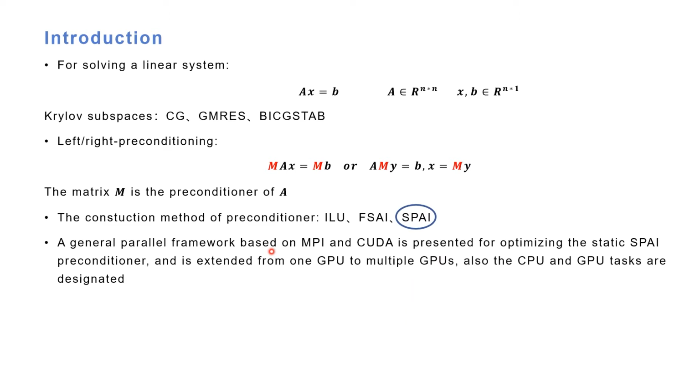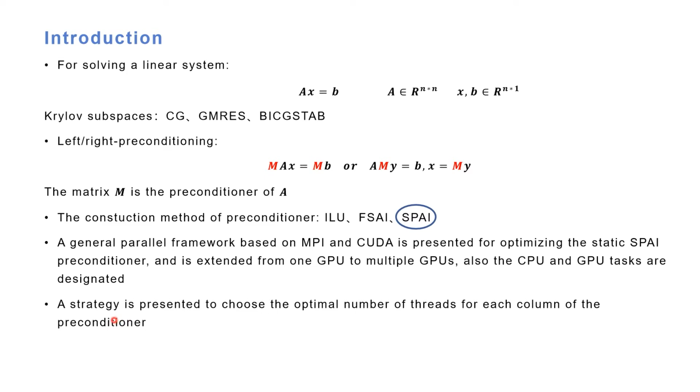The main contributions in this paper are summarized as follows. First, a general parallel framework based on MPI and CUDA is presented for optimizing the static SPAI preconditioner, and is extended from one GPU to multiple GPUs. Only the CPU and GPU tasks are designated.